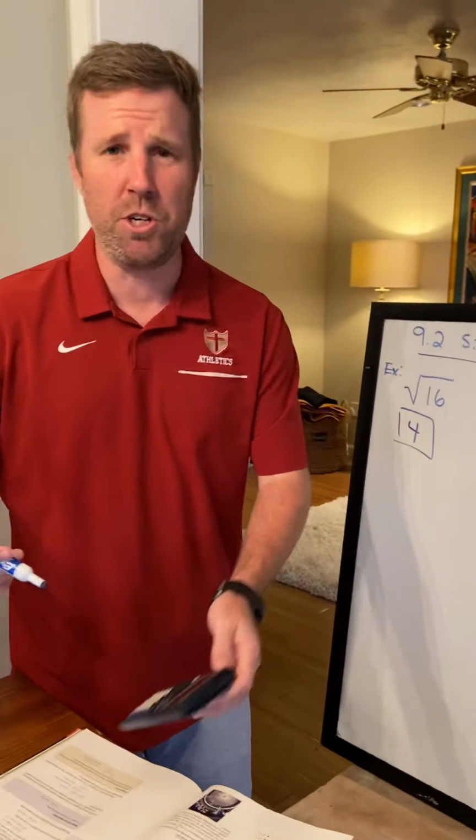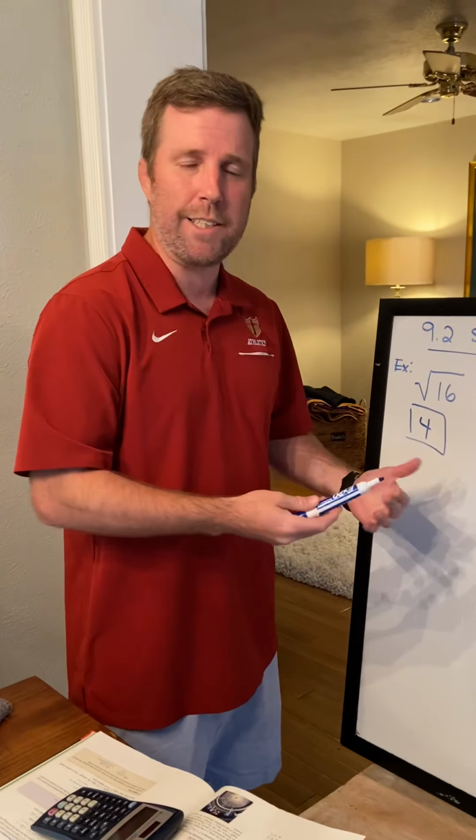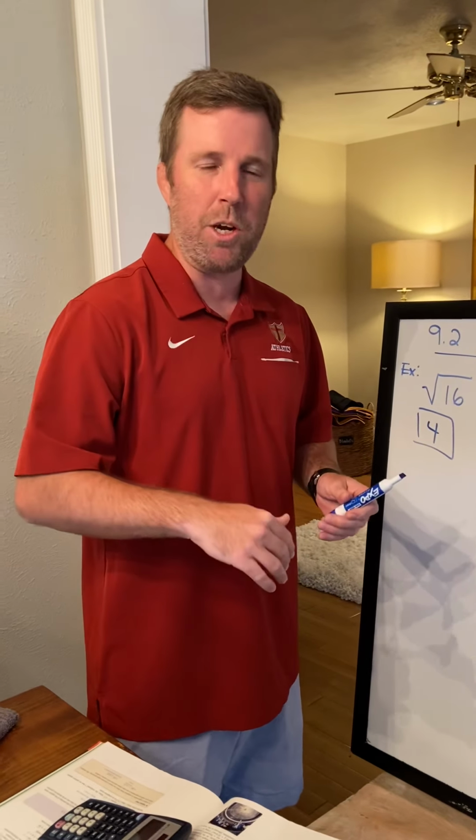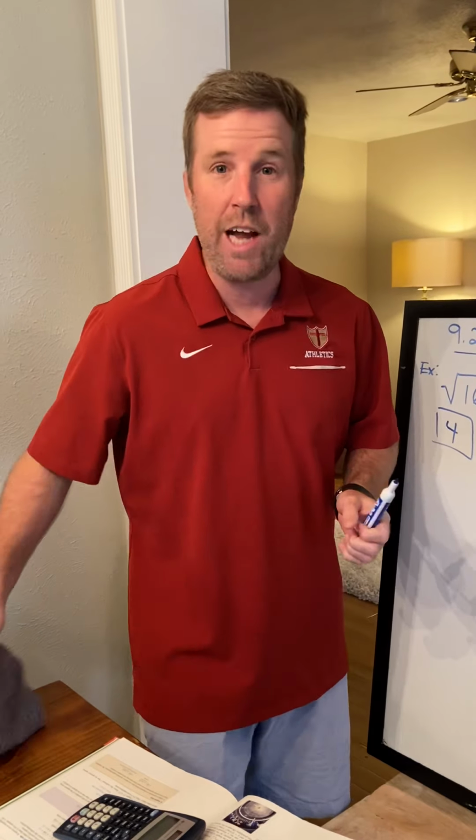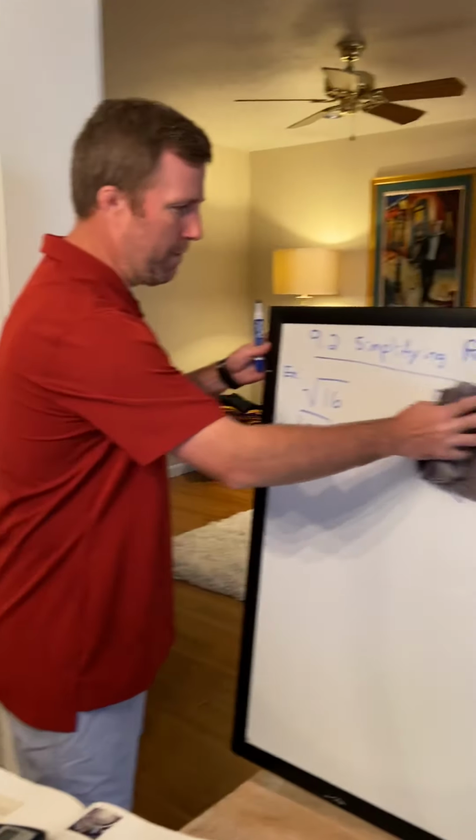Now those two examples are nothing new. We've already gone over how to take the square root of perfect squares. Today we're going to learn how to take the square root of things that are not perfect squares. So let's take a look.